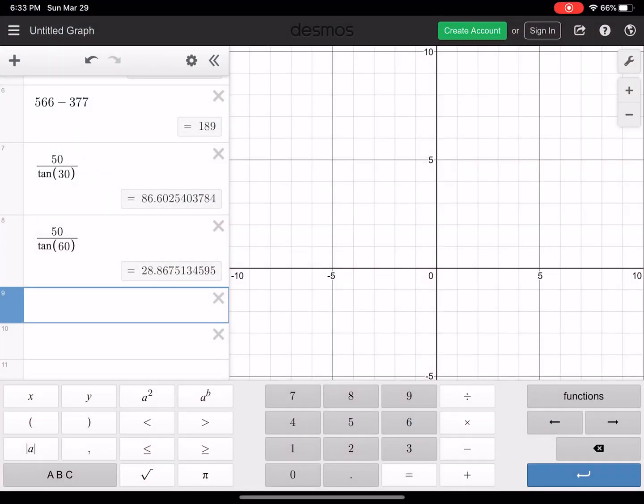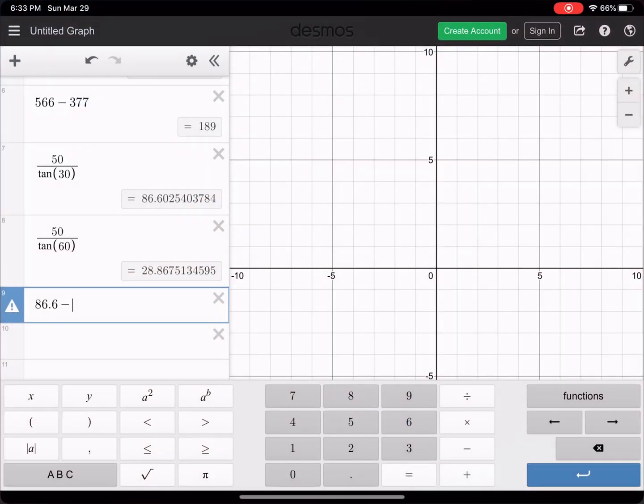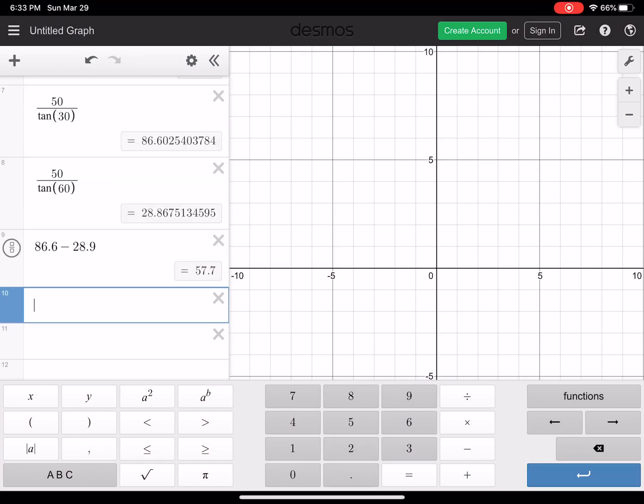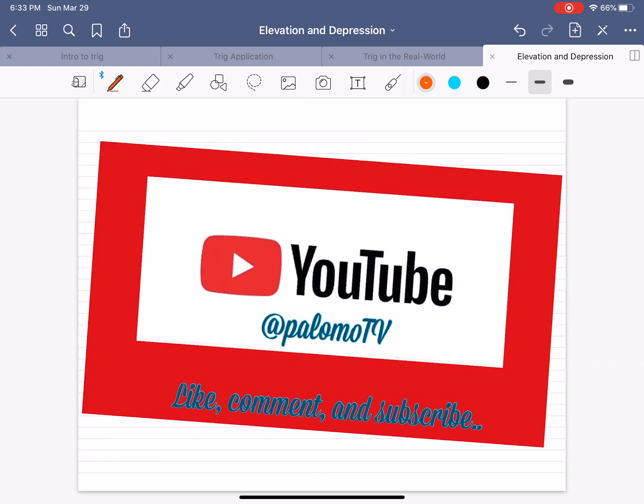So 86.6 minus 28.9. So the answer is 57.7. And that's the distance between Adam and Brian. And that's the end of the lesson.